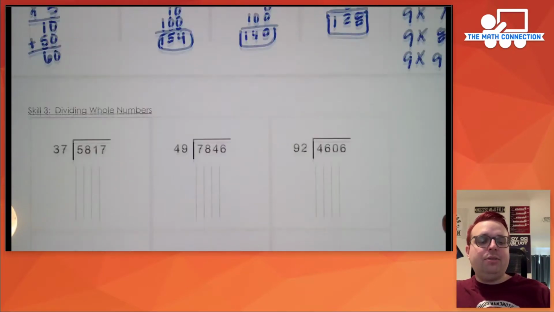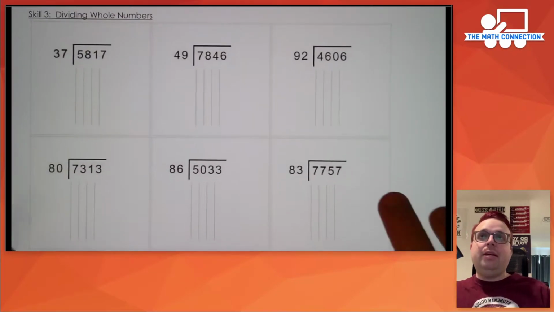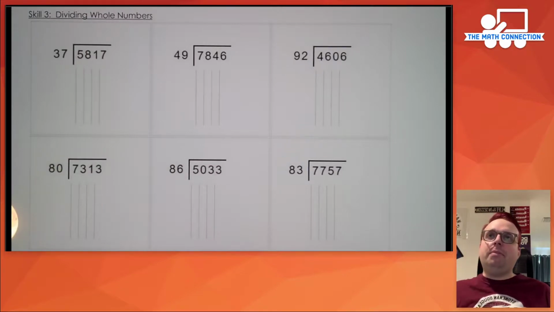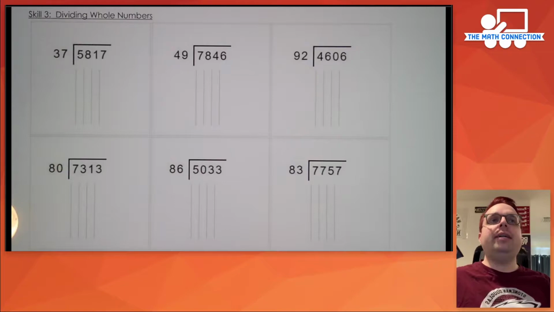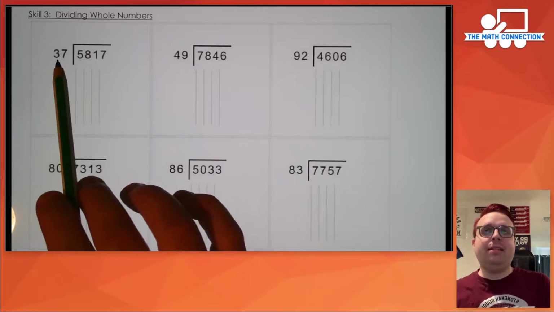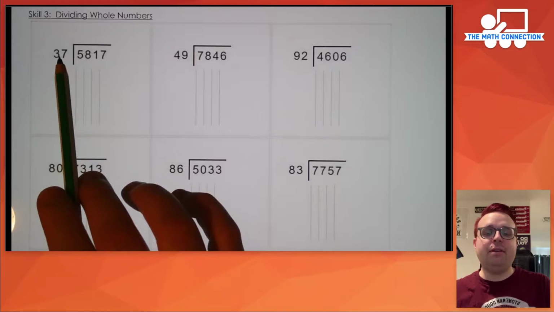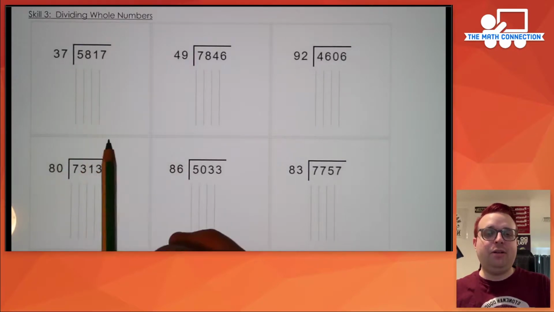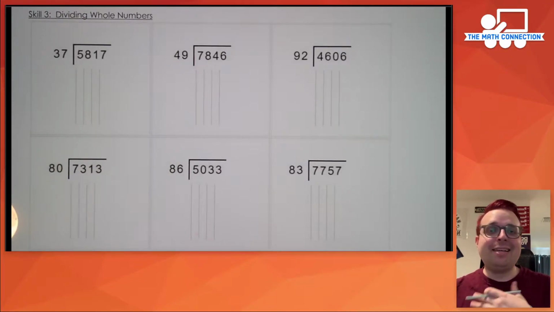The last thing we're going to do is some division. Now, division is just a little different because what you're trying to find out in division is what you would multiply 37 by. Let's look at this first example. You're trying to figure out what you multiply 37 by to get 5,817. And that result may be a nice clean whole number.